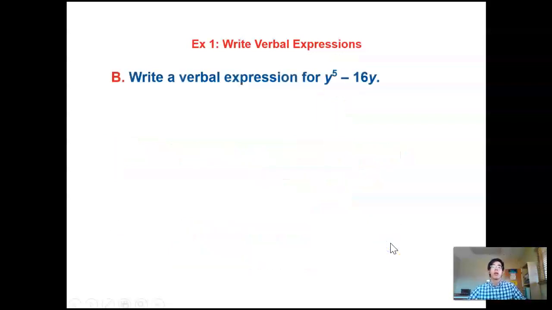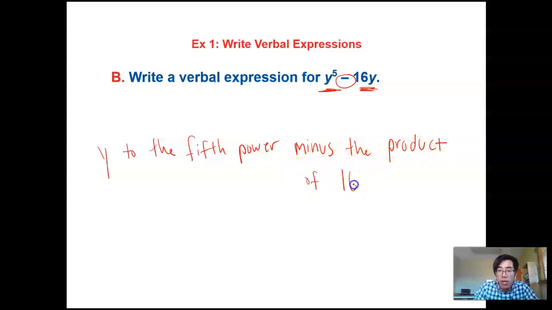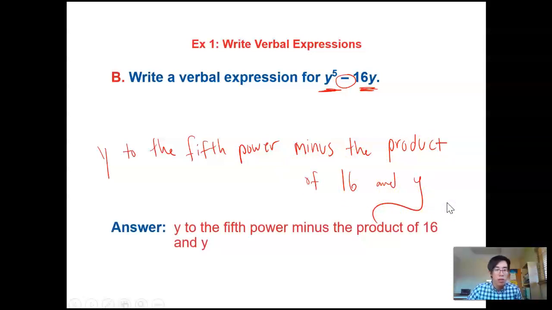All right, let's look at the second one. You have y to the power of 5, so say y to the 5th power, let's say like that. And then we have an operation of subtraction, so say minus. And then once again, we have a number next to a variable, that's going to be a multiplication. So let's use this one. Minus the product, because product means the answer of a multiplication problem, of 16 and y. Alright, so there you have it.